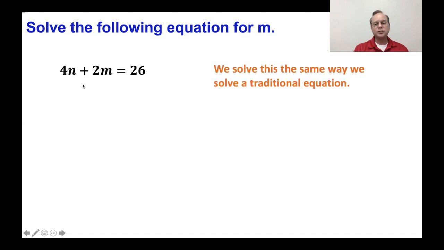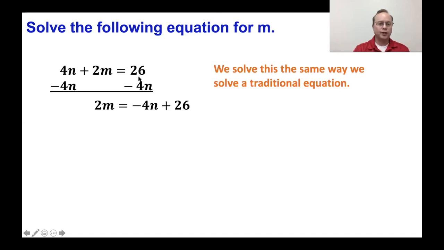Okay, so we're going to solve this the same way we would solve a traditional equation, right? If I have a 4n on that side and I need to get rid of it, in order to do that I would have to subtract 4n from this side. And as we subtract 4n from this side, I have to do it to both sides. Otherwise, I change the value of the equation. We don't want to do that. So I'm going to subtract 4n from both sides, right? Because over here on the left, if I subtract that 4n, that's going to get this 2m all by itself. Now, of course, 4n and 26 don't combine at all. So when we do that one, here we go.